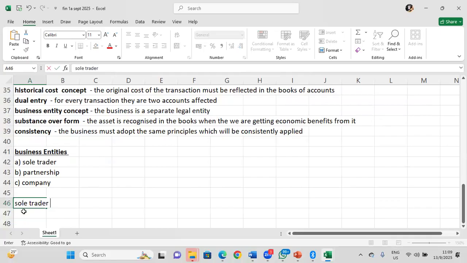What kind of business do we classify as a sole trader business? This is a business where one person is in control. The entire business is being controlled by one person. So this is an entity where one person is in control over the business.